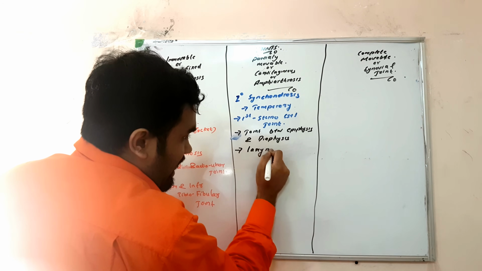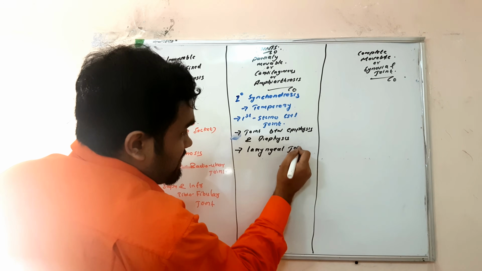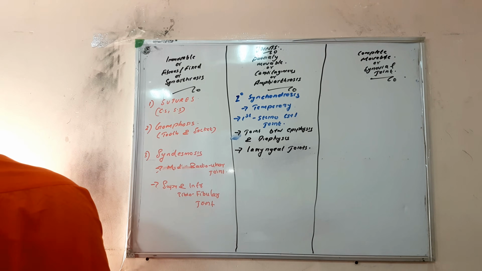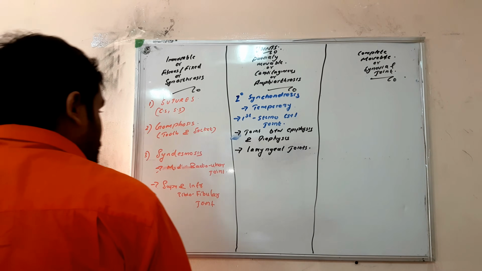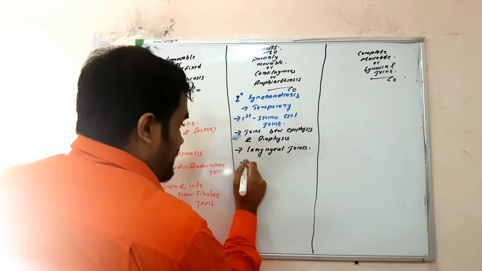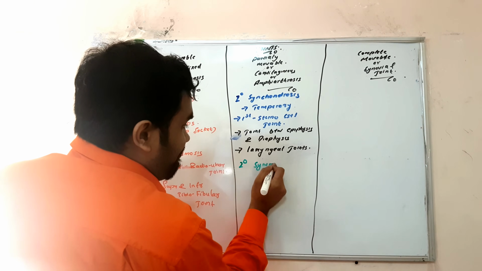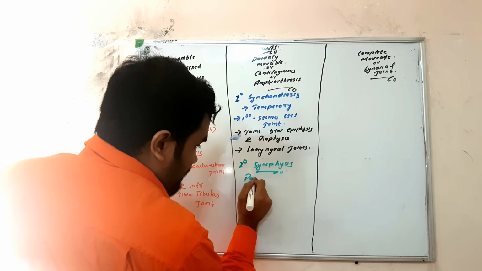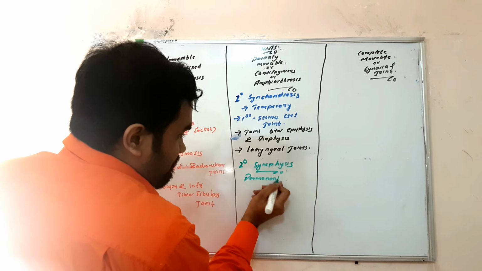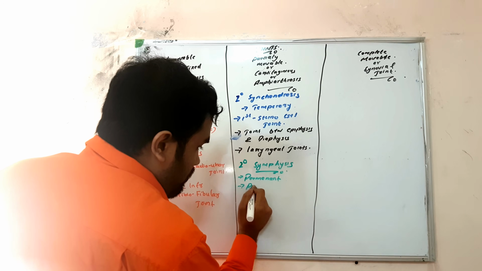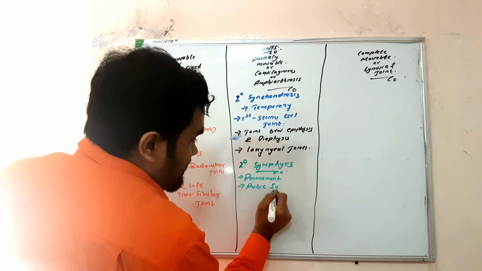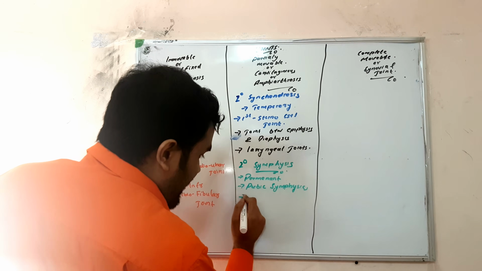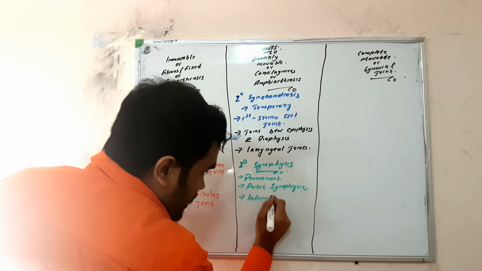Now next one is laryngeal joints. These are all examples of primary synchondrosis. Now secondary, they will become symphysis. Secondary symphysis, they are permanent. From the word symphysis, what will be the first example? It will be pubic symphysis, intervertebral joint.